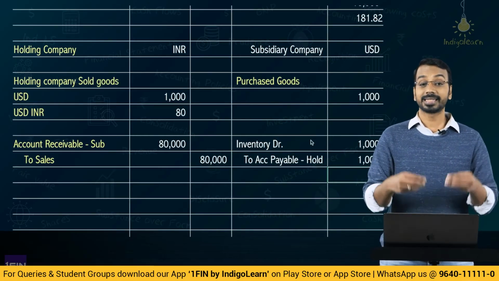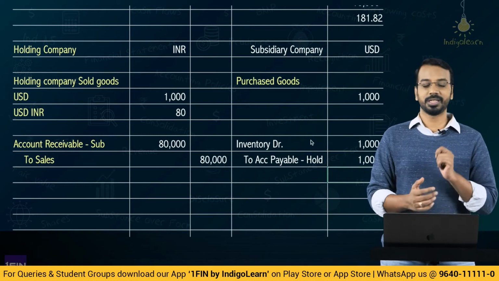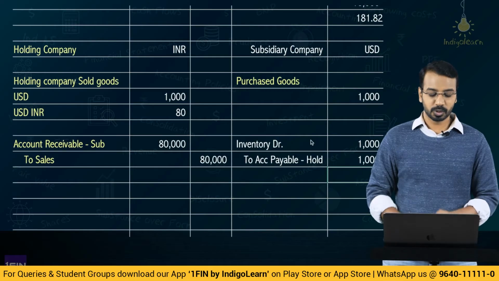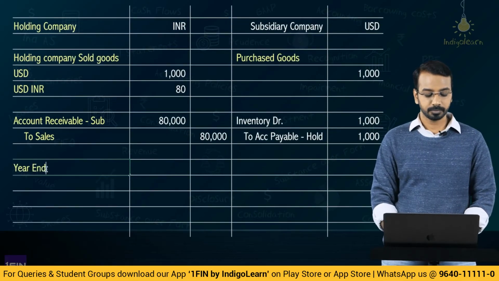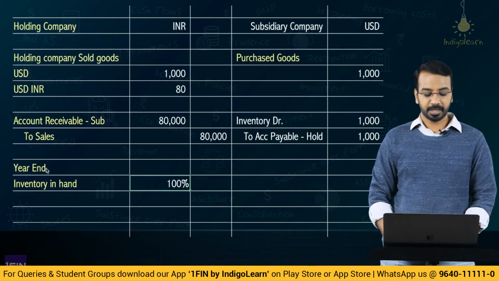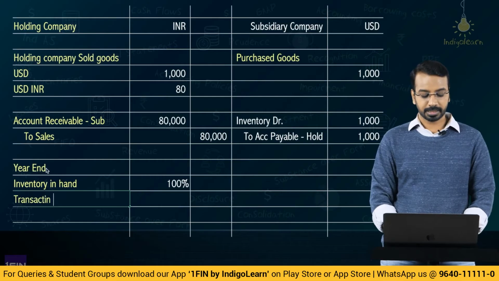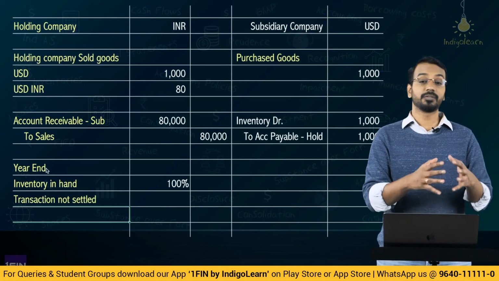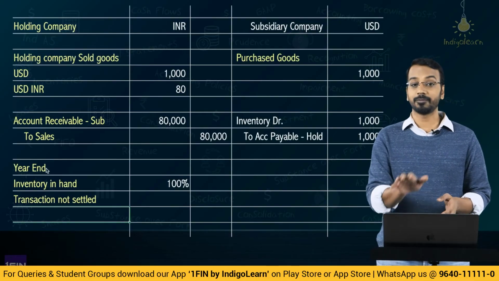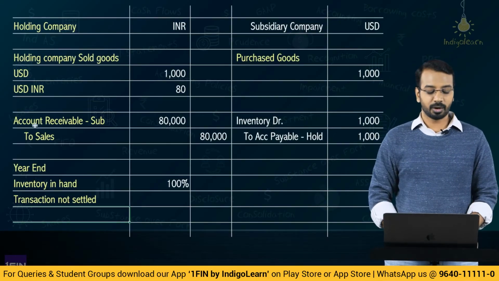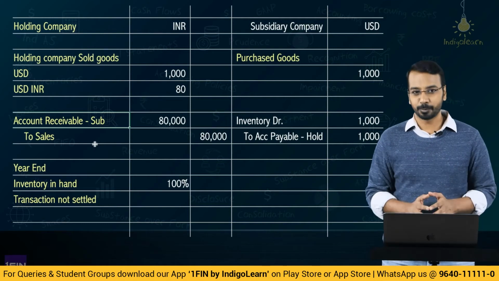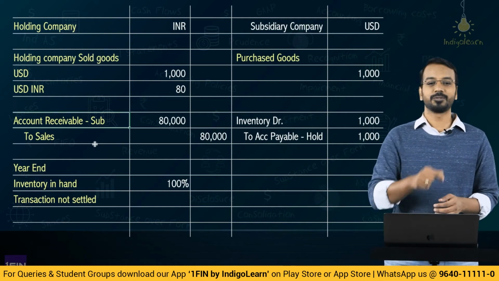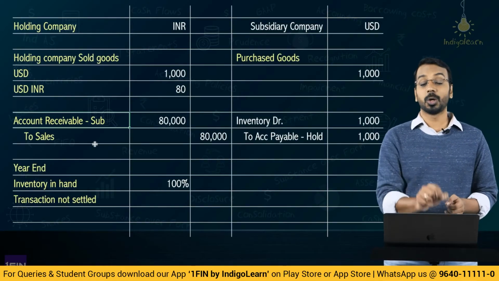Okay. Now, let us say this inventory is not yet sold, first thing. Second, this transaction is not yet settled. So, at the year end, inventory in hand 100% and transaction not settled. Now, in each of the financial statements, in the individual financial statements, you have to do the measurement for monetary items. See, you have account receivable. Account receivable is a monetary item. Now, as far as monetary items are concerned, you have to recompute the balance at the end of the period. Gain or loss is taken to P&L.